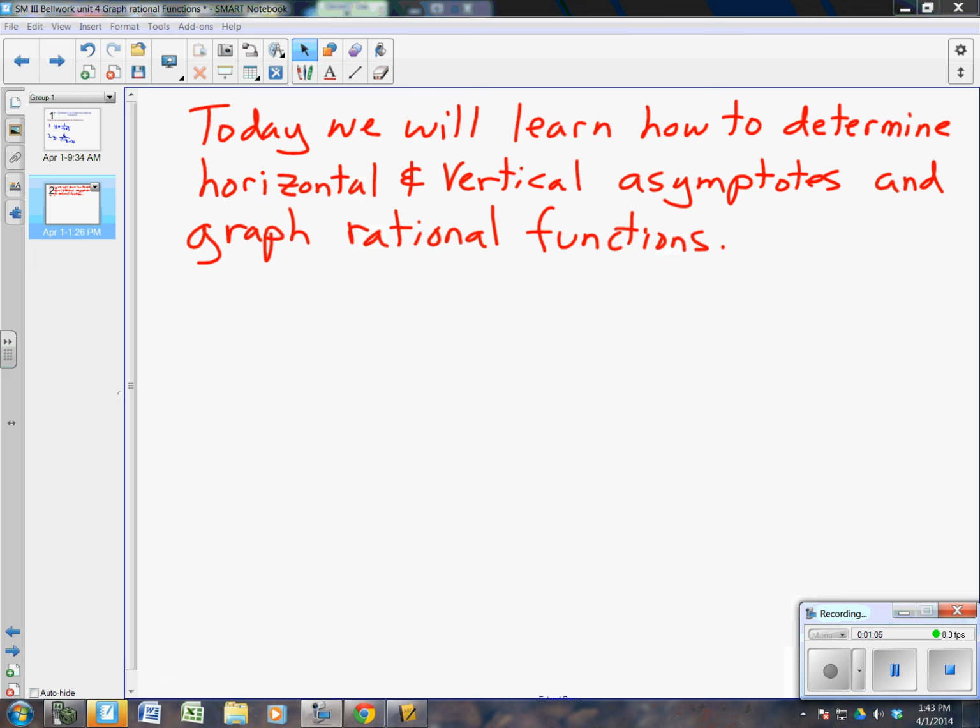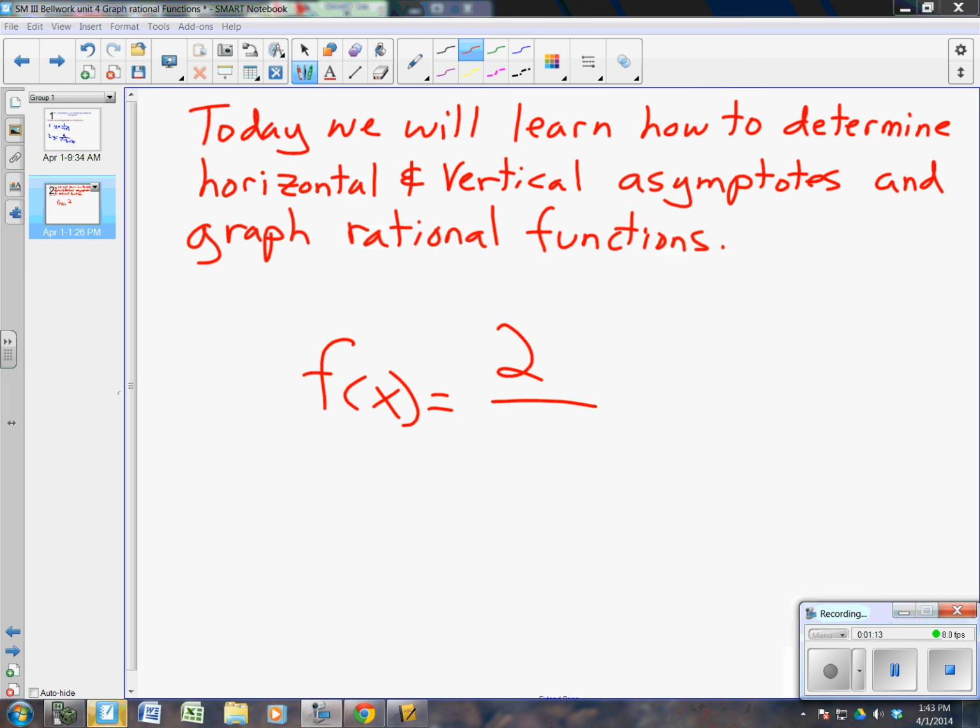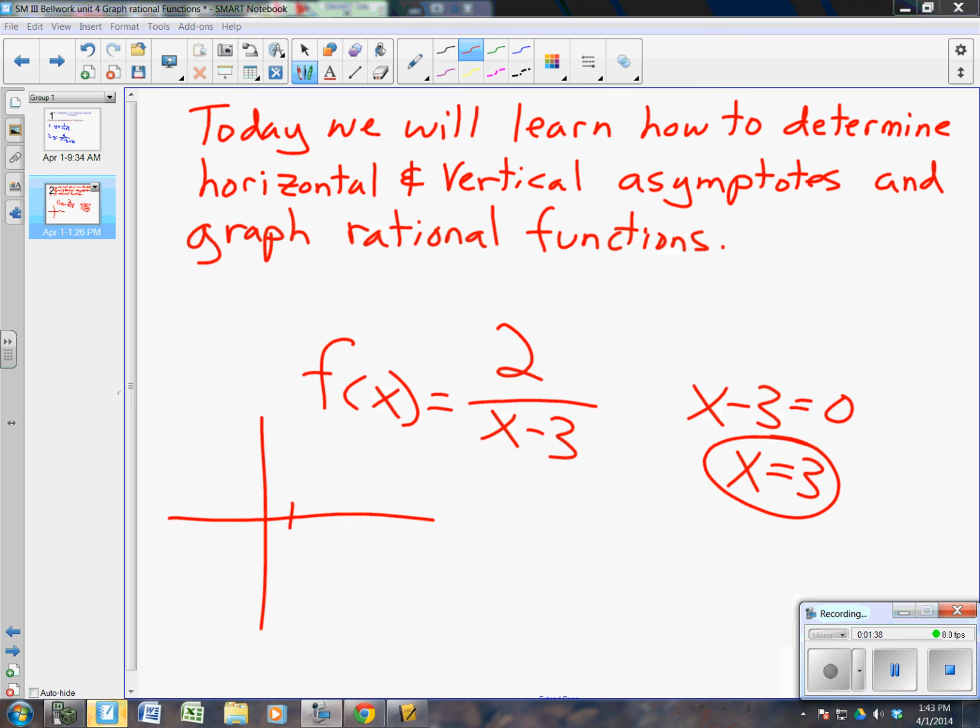So we did that problem. We did those problems for the bell work today. And it's kind of like the problem on here. I have 2 over x minus 3. Well, I want to know where the vertical asymptote of that one is. And it's at positive 3, because if I put 3 in for x, 3 minus 3 would make 0, which would make this function undefined because we cannot divide by 0. So you just take the bottom, you set it equal to 0, you solve that equation, that would be your vertical asymptote.